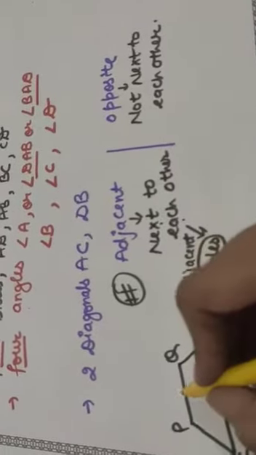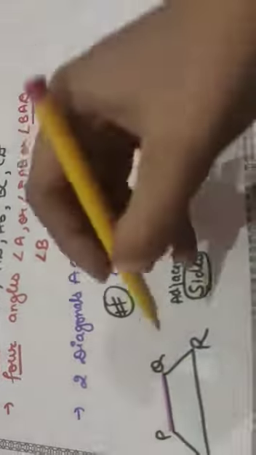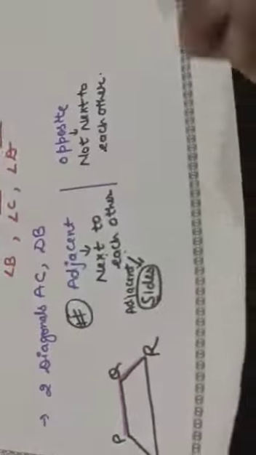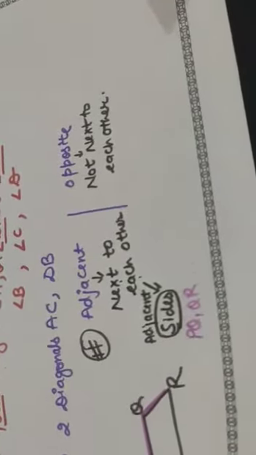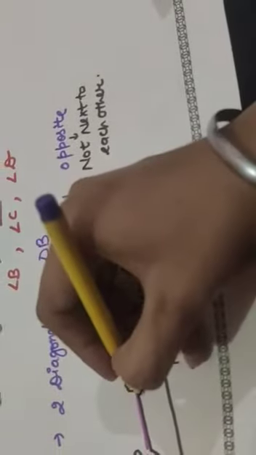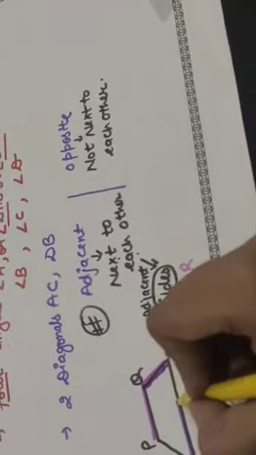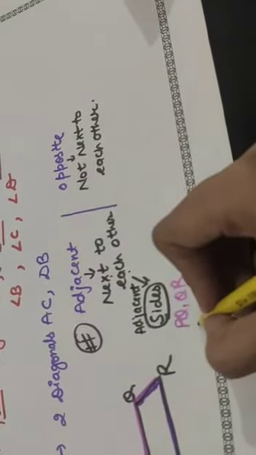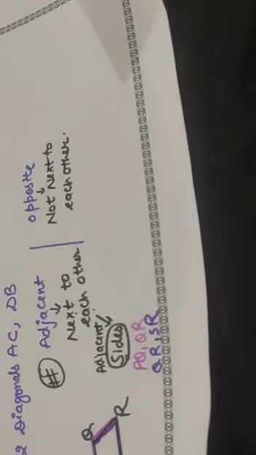See that, this PQ line and this QR line are next to each other. That means they are adjacent sides, PQ and QR. Similarly, you can see that this QR line and this SR line are next to each other. That means they are adjacent sides. Similarly, you can find other pairs of adjacent sides also.